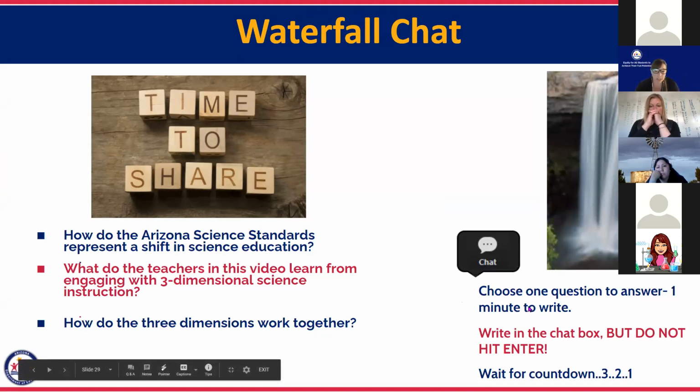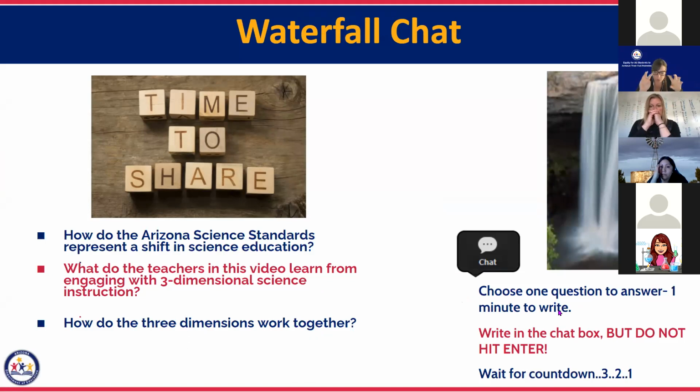How this works is you're going to read the directions over here. Choose a question and I'll give you 1 minute to write. You're going to literally write in the chat, but you're not going to hit enter. When the minute is up, you'll hear my timer go off and it'll go 3, 2, 1, and then everyone's going to hit enter and we're going to watch all the answers and thoughts waterfall through the chat. We're just going to scan back through them and look for trends and patterns, to look at what everyone's thinking. So I'm going to start the timer at 1 minute right now.